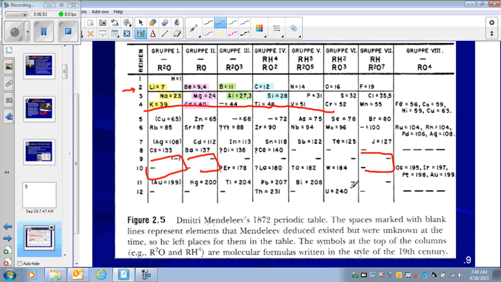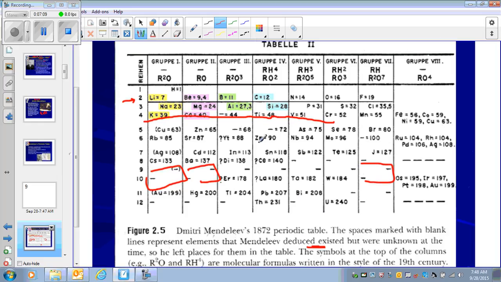So this is Dmitry Mendeleev's 1872 periodic table. The spaces marked with blank lines represent elements that he deduced existed, but they were not known at that time. He gave us a symbol for those elements, how it should be, but we didn't know those at that time. So Mendeleev's work was a milestone in the formation of the periodic table.